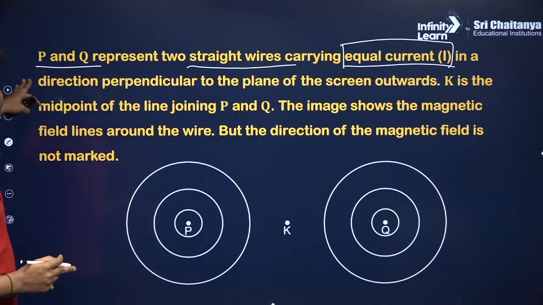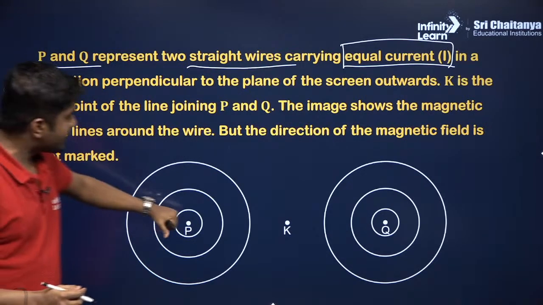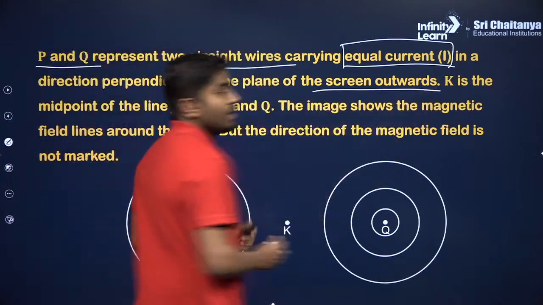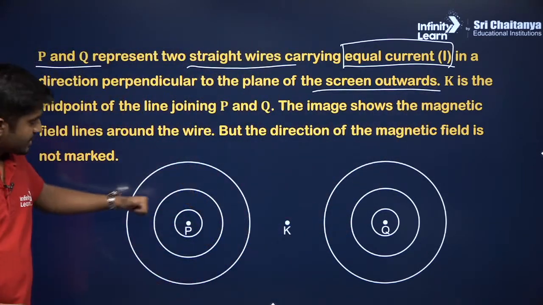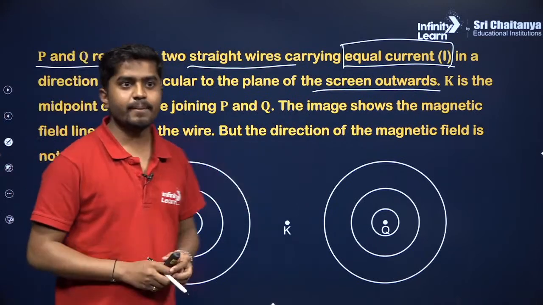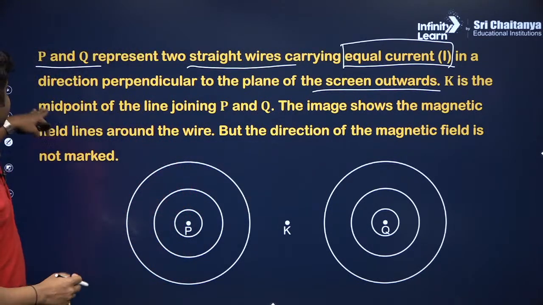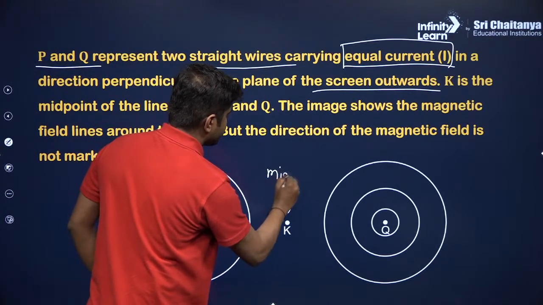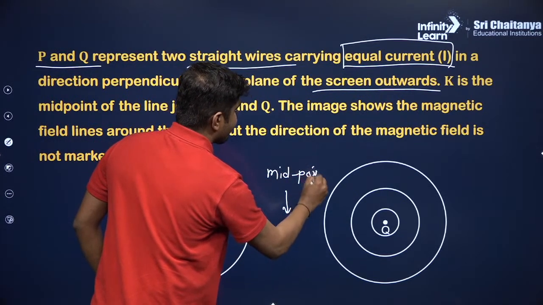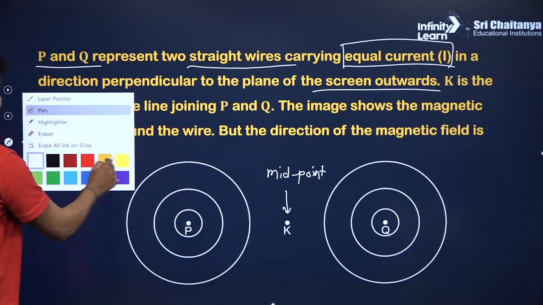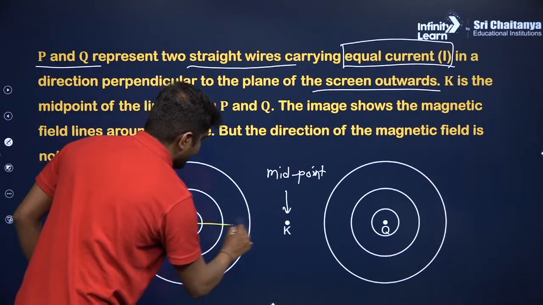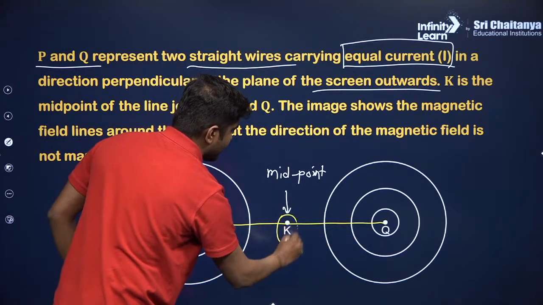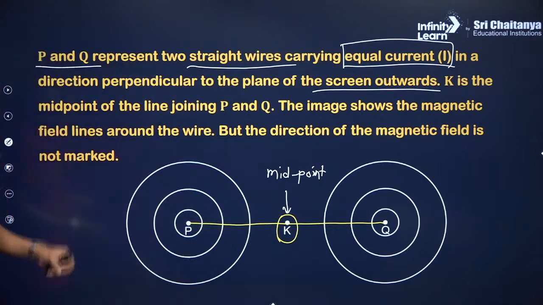Okay, anyways. So now, the current is in the perpendicular and it is coming outwards. Current is coming outwards. So this is the direction of the current. Okay. So now, K is the midpoint. So for example, if you draw a line connecting P and Q, this K is the midpoint.